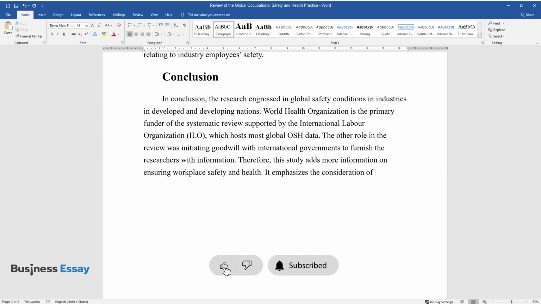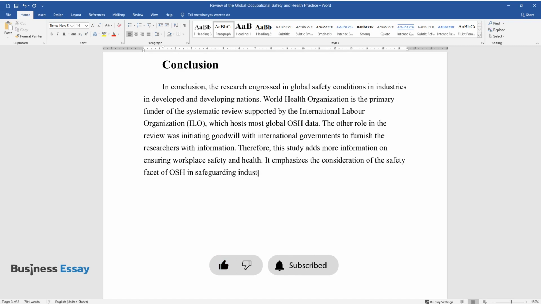It emphasizes the consideration of the safety facet of OSH in safeguarding industrial employees.